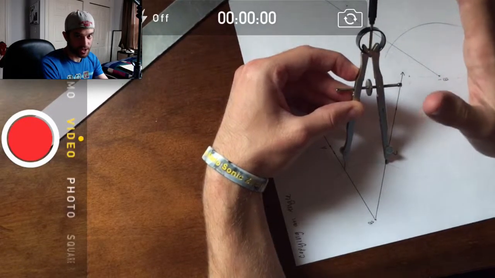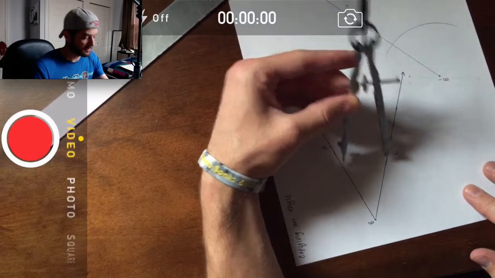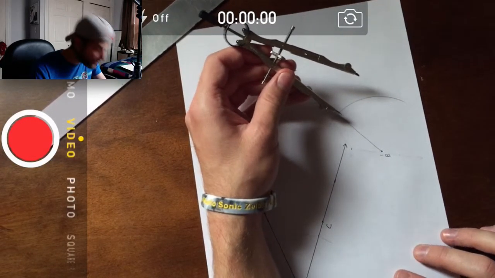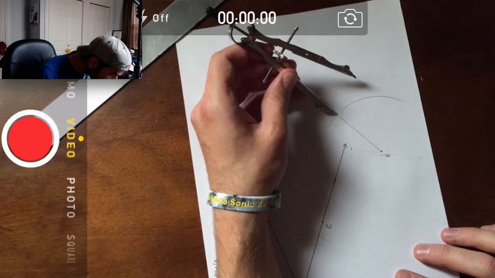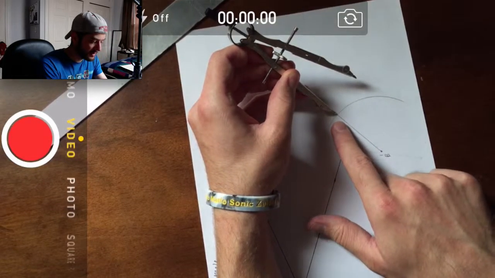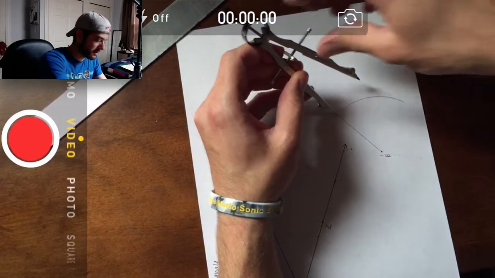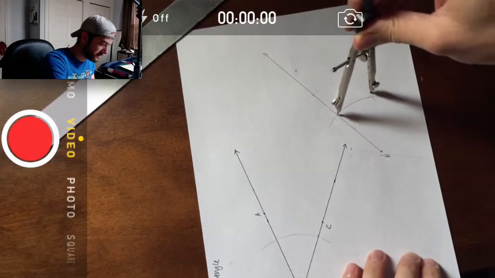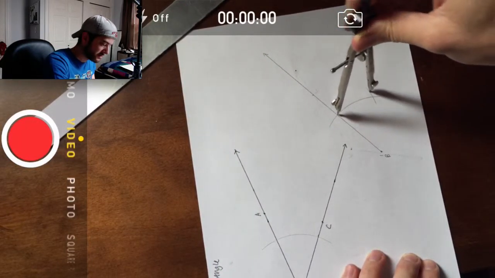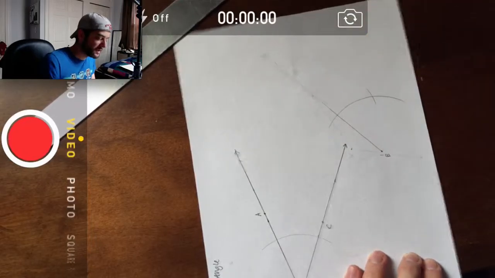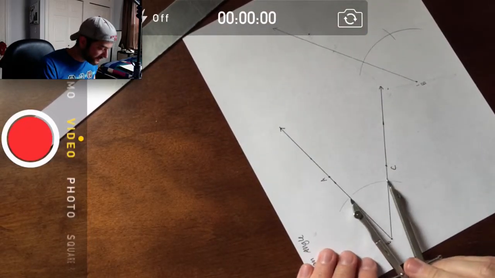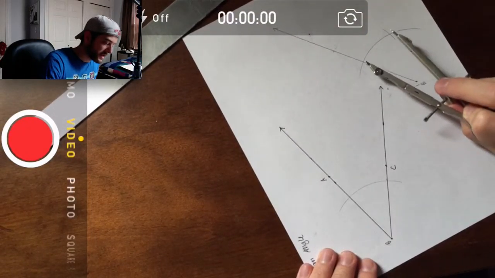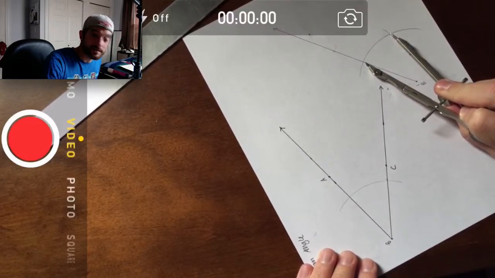So again, without changing the distance on my compass, I'm going to bring that over here to my new angle, put the point on the intersection of the line and that arc, and then sweep an arc that intercepts that arc. And you'll notice that this distance is the same as this distance.